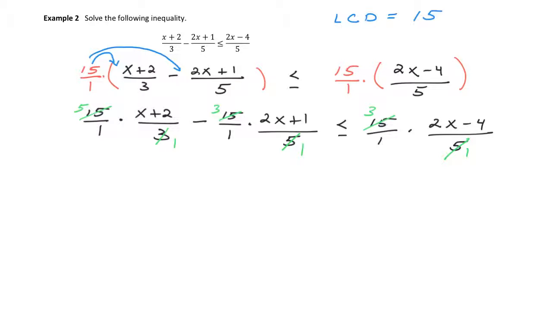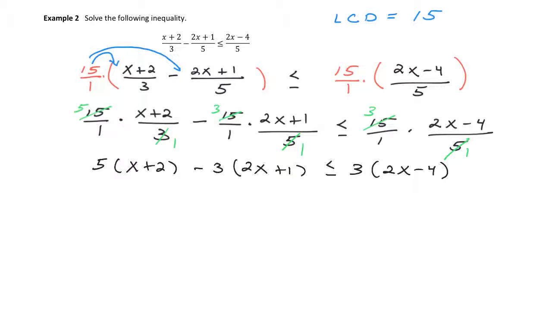And I'm going to be careful when I write down this very next step. This and this, those two fractions are multiplied to each other. So I want to be careful and put some parentheses around all of these terms. So I have 5 times x plus 2 minus 3 times 2x plus 1 is less than or equal to 3 times 2x minus 4, like this. And now it looks like the previous question where I got some numbers, I'll multiply them into the parentheses and see what's left over.